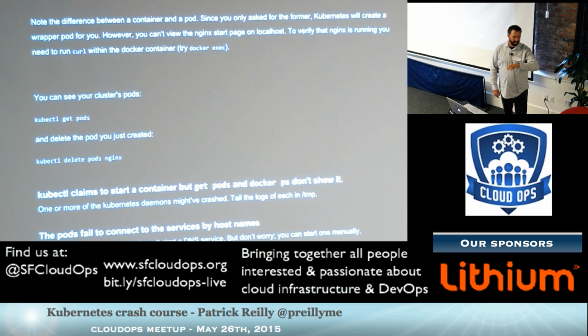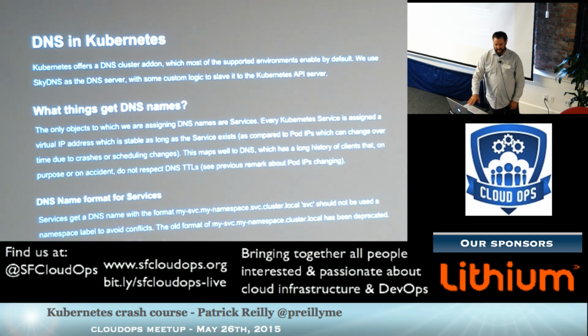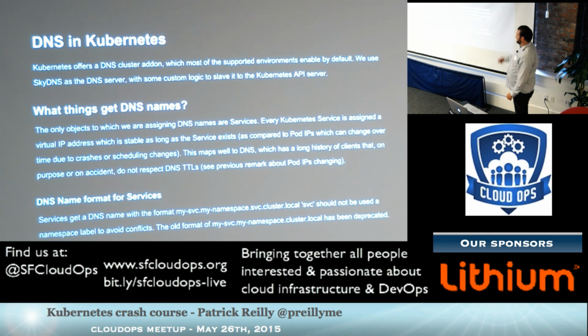If you follow why CoreOS made rocket, it's because of that brittleness in Docker. Your containers are owned by the Docker daemon, so if anything happens to that daemon, all of your containers will go away. So if you're trying this on a local cluster, you might want to make sure that Docker is running correctly. Another issue you can see is pods failing to connect to services by hostname, and that's because if you're running a local cluster, that script doesn't start a DNS service. But don't worry, you can start one manually. So we'll cover DNS in Kubernetes.